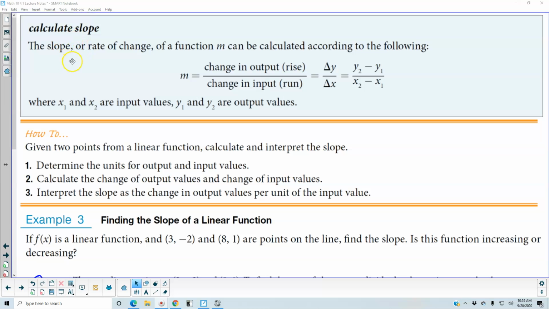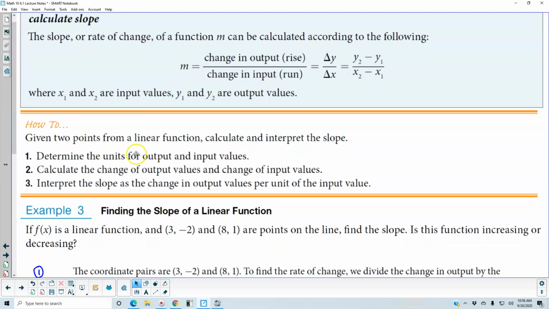Calculate slope. The slope or rate of change of a function, m, can be calculated according to the following. m is equal to the change in output, which is the rise, over the change in input, the run, which is also equal to the change in y over the change in x, which is equal to y2 minus y1 over x2 minus x1, where x1 and x2 are input values and y2 and y1 are output values.